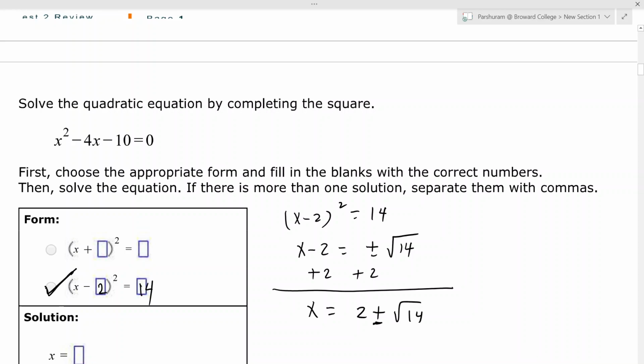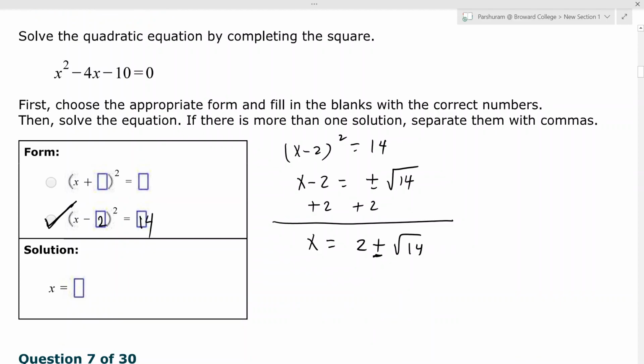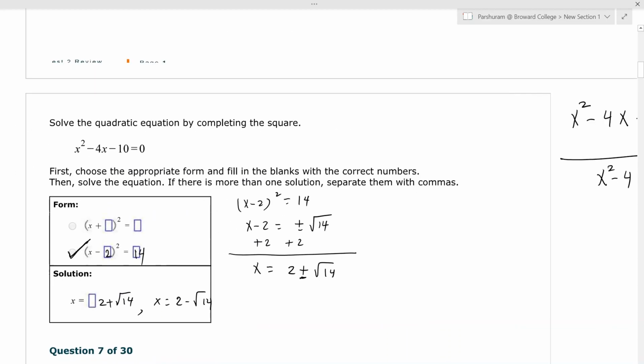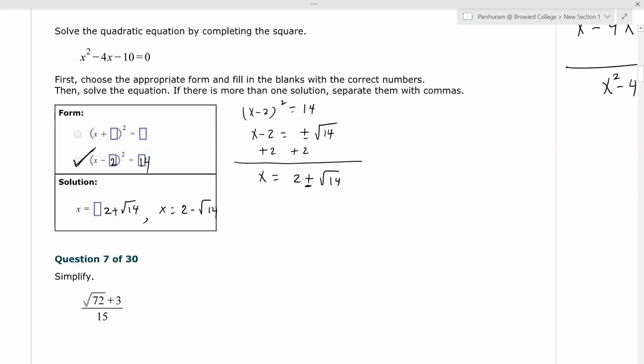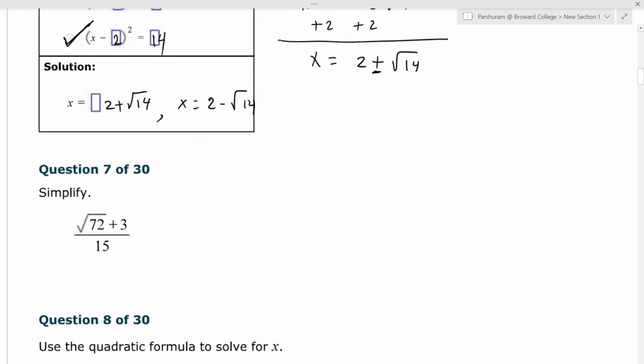So these are the two options. The solution for this one is x equals 2 plus square root of 14. That's one solution. And x equals 2 minus square root of 14. That's another solution. So these are the two solutions for problem 6. Let's go to problem 7.